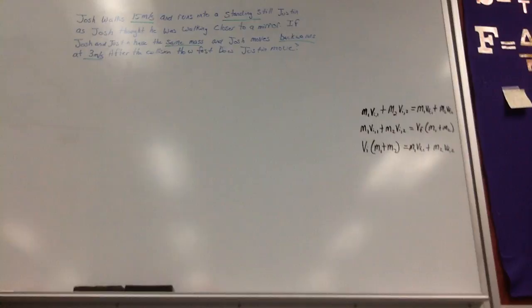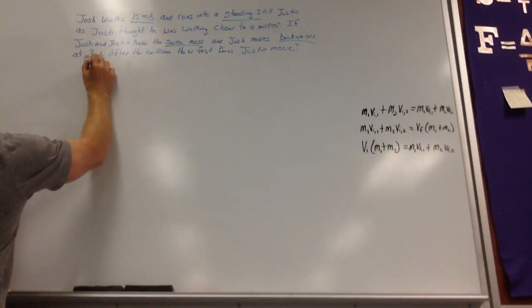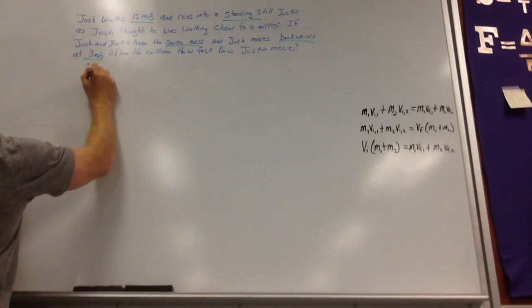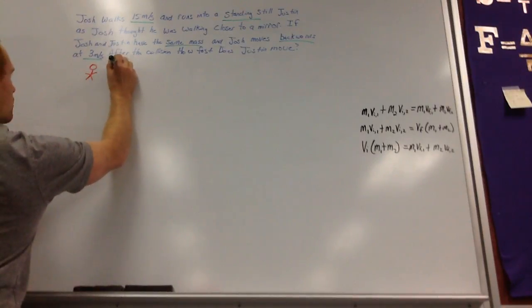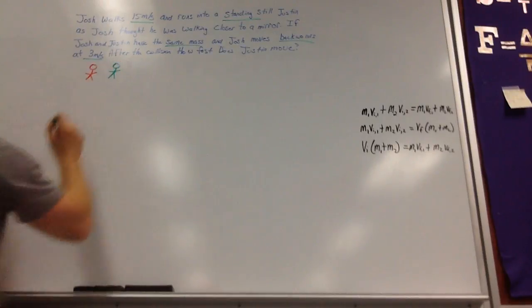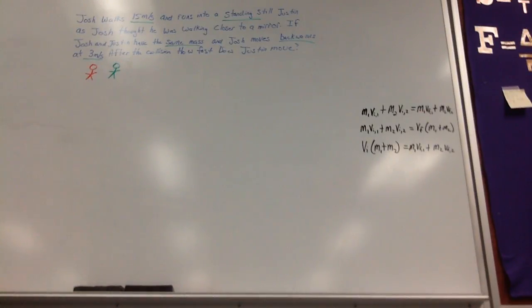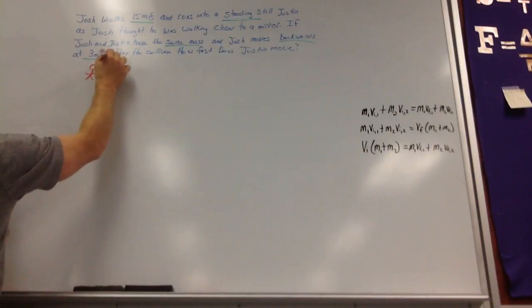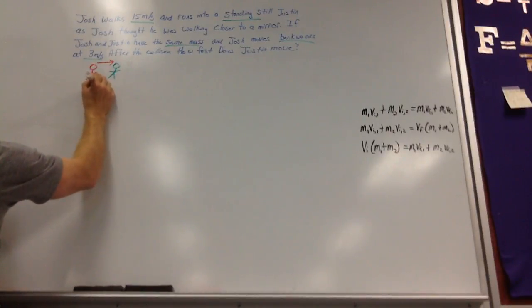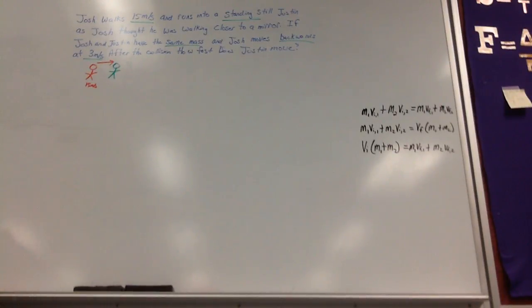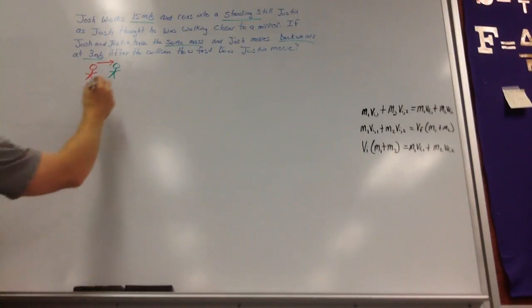Okay, so I'm going to draw a picture of Josh and Justin. So here's Josh, and here's Justin. Josh is going to run directly into Justin. So Josh has a velocity of 15 meters per second. And then it says Justin has a velocity of 0 meters per second.